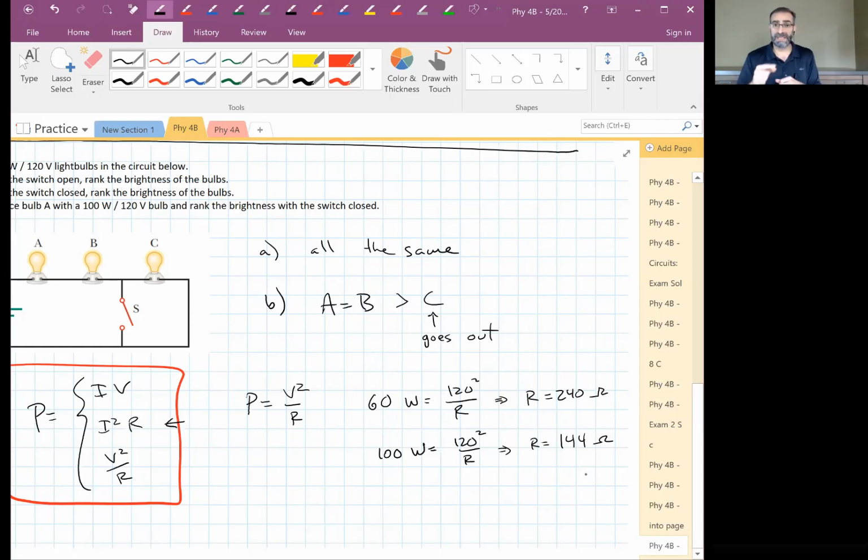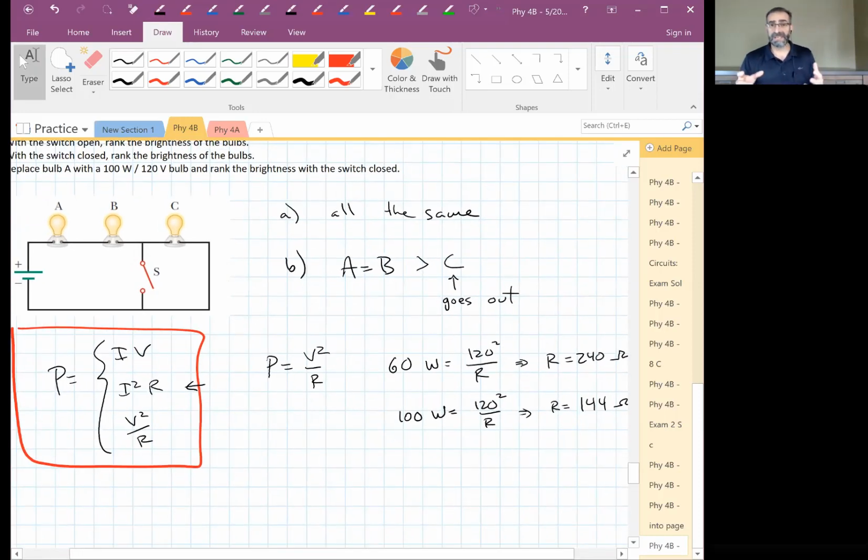But we're not hooking them up in parallel in this circuit, we're hooking them up in series. So if they both are hooked up in series, they're going to have the same current. If they have the same current, let's look at our equation here. The one with the bigger resistor will burn more brightly, will dissipate more power. So that would be the 60-watt bulb. So for case C here, which one's the 60? B would be greater than A.